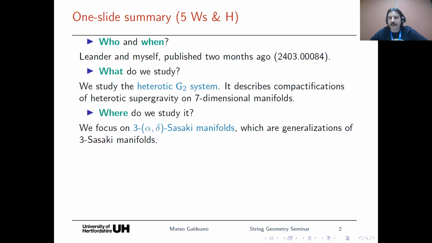Now, where do we study it? Well, we focus on what are called 3-alpha-delta Sasaki manifolds, which are some generalizations of 3-Sasaki manifolds. And actually, you can think of them a bit as an odd analog of hyperkähler manifolds or hyperhermitian manifolds. So it's very similar to what Beatrice was talking about last week. You'll see that there's a lot of connections.